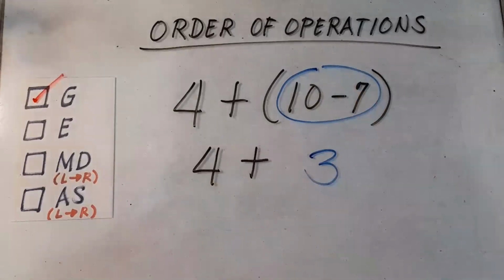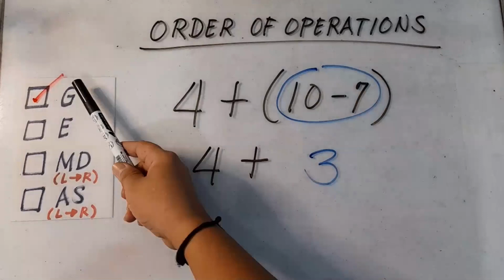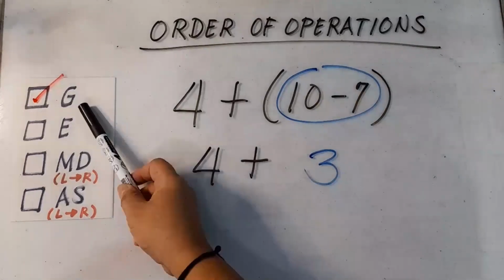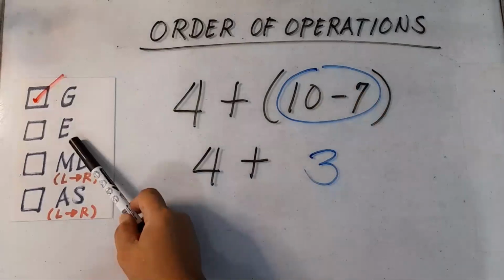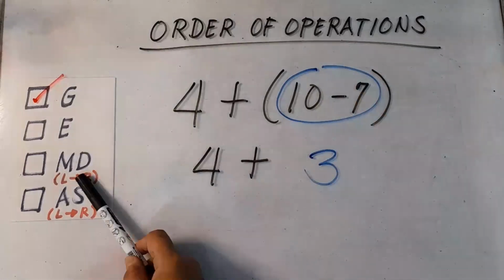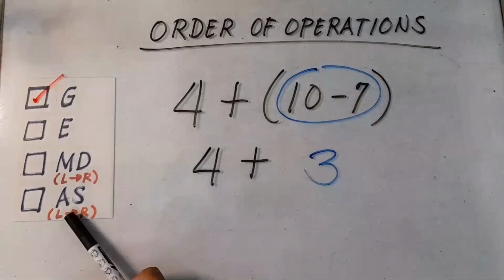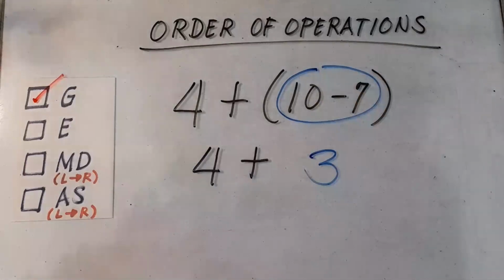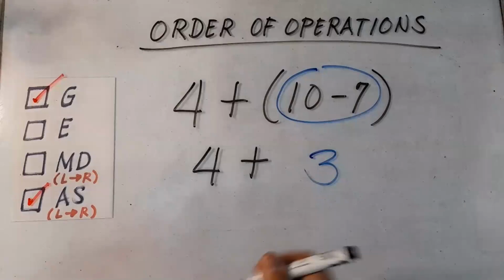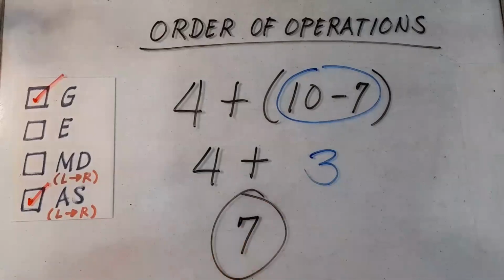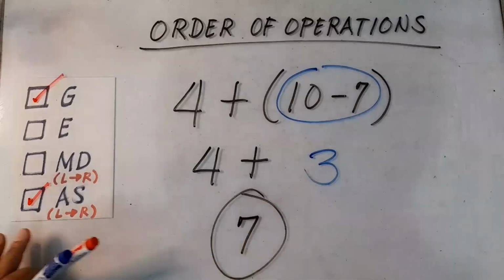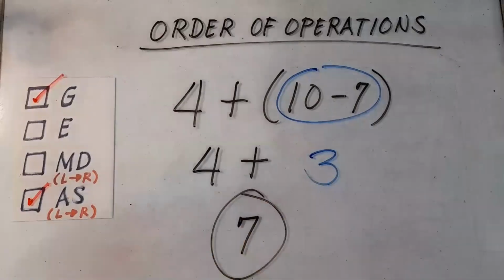So, tignan uli natin yung order of operation natin na checklist. Dito sa 4 plus 3, wala na tayong grouping symbol. Wala rin tayong exponentiation. Wala rin tayong multiplication and division. But we have addition. So, we perform addition here, which is 4 plus 3 is 7. Okay? So, ganon ang paggamit natin ng ating checklist. Let's have another example.